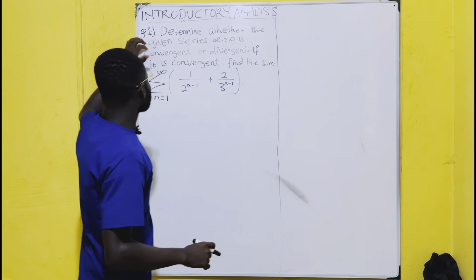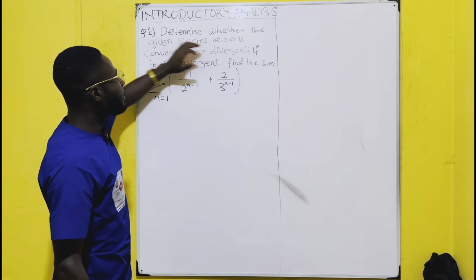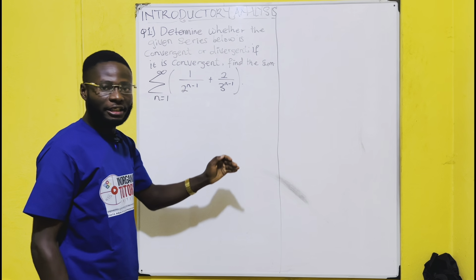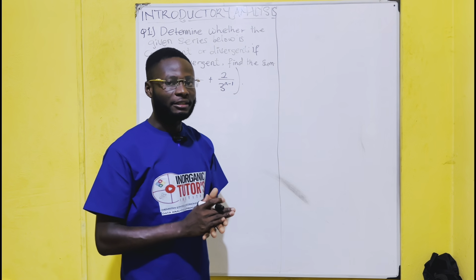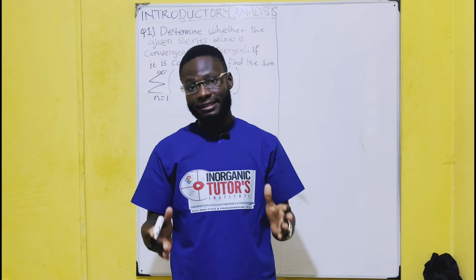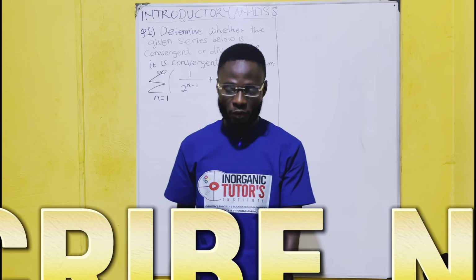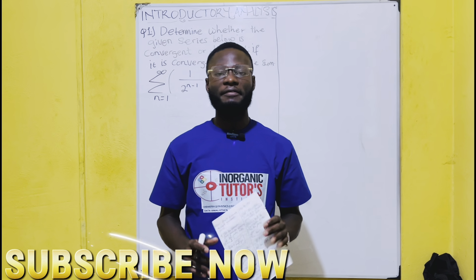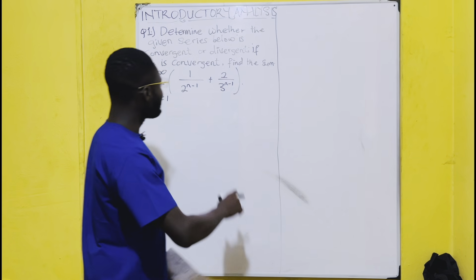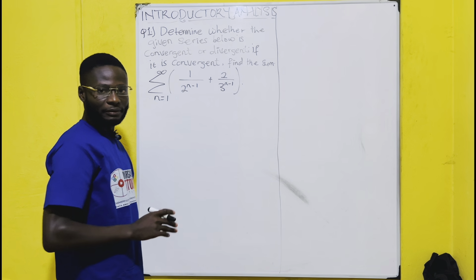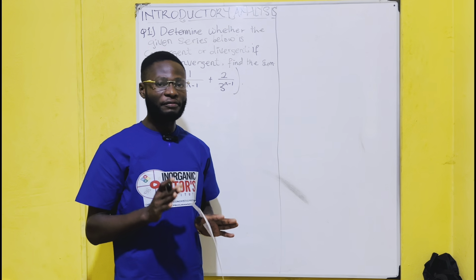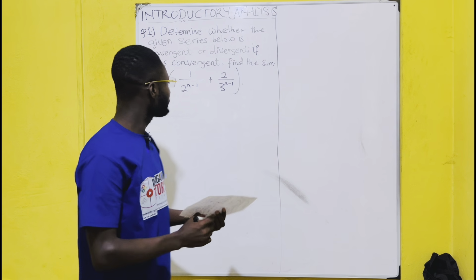So the first problem is we want to determine whether the given series is convergent or divergent. And if it is convergent, then you want to find the sum. All right, so first of all, if you have a series problem, just look at it and see if it is a geometric series, right? So let me give you some secret tips before we start solving the problem.